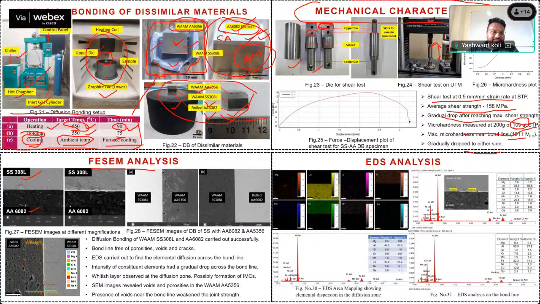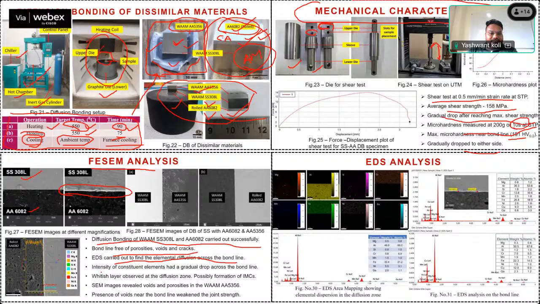By seeing the FESEM image, you can see the porosity levels are very less, and you can see this is the bond line. This white region is the bond line, and we have seen that diffusion bonding of VAM sample of SS and aluminum was carried out successfully. Bond line is free of porosity, voids and cracks. EDS was carried out to find the elemental diffusion across the bond line also, like line mapping we have done, area mapping we have done. So every characterization that is possible we have done it.